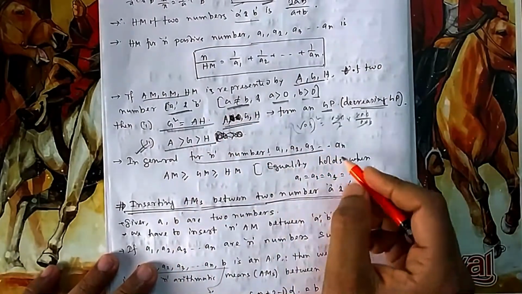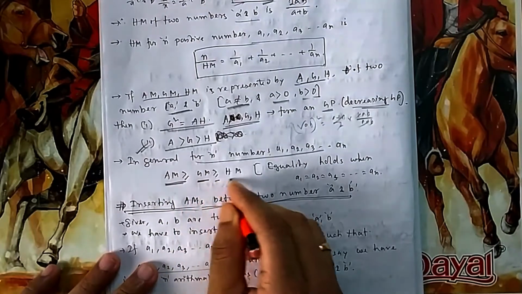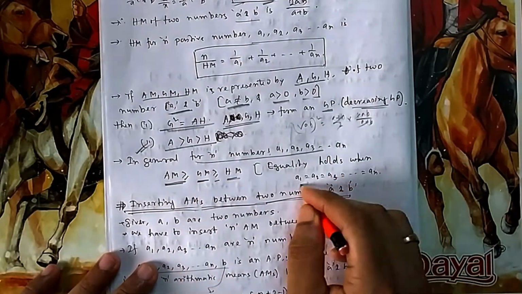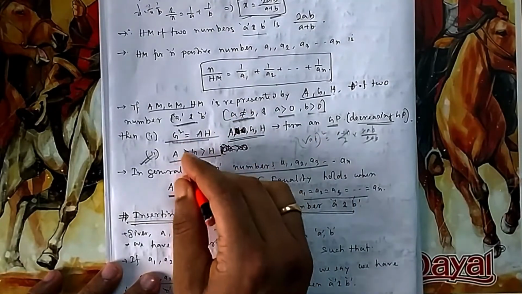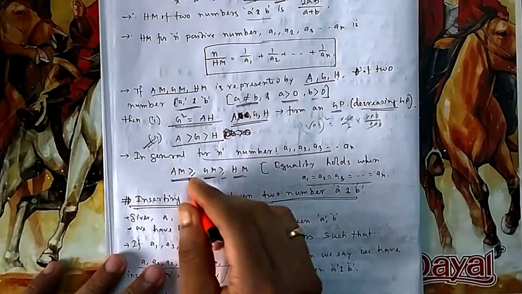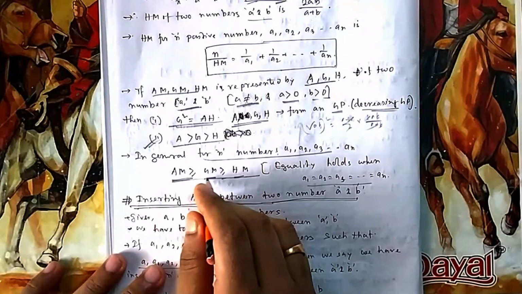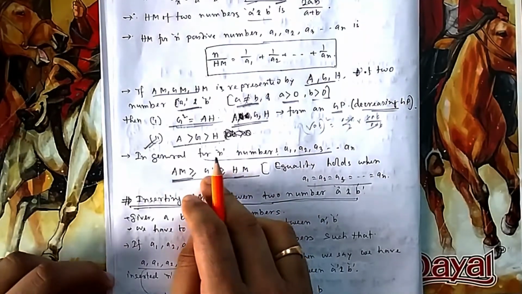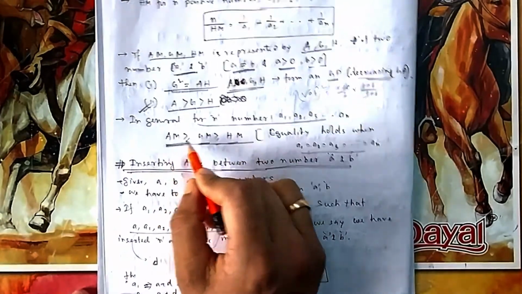Suppose for n numbers, then we say always AM is greater than or equal to GM, which is greater than or equal to HM. Equality comes when all are equal. Here they are not equal, that's why equality didn't come, only greater than. If you write equal to, that means they can be equal. If they are all equal, then all three will be the same. Otherwise, this is a very important inequality we use in lots of inequality solutions. For solving inequality problems, we always use this. AM is always greater than or equal to GM.